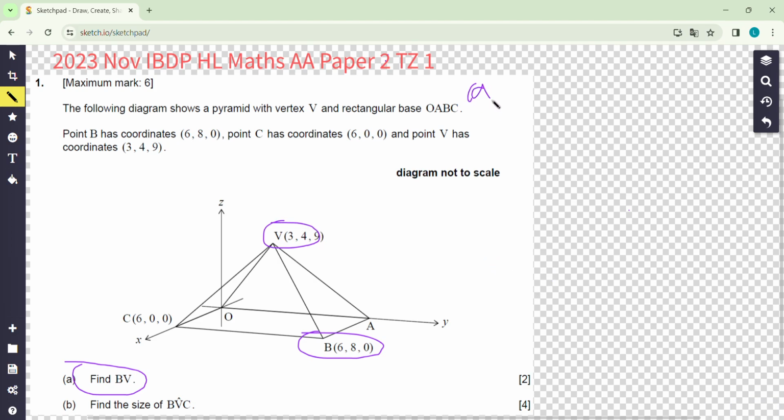So for part A, BV equals the square root of 1 by 1, okay, 6 minus 3 all squared, 3 squared is 9. And then 8 minus 4 all squared, 4 squared is 16. And 0 minus 9 all squared, 81.